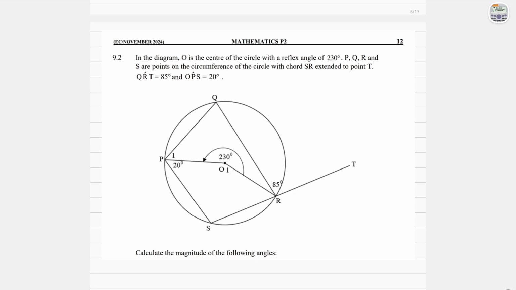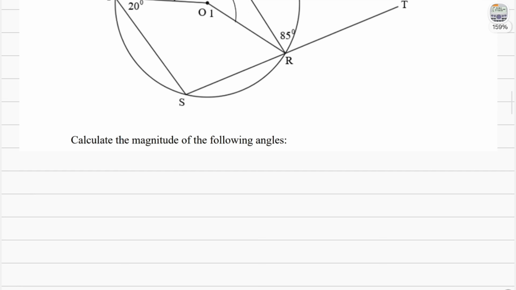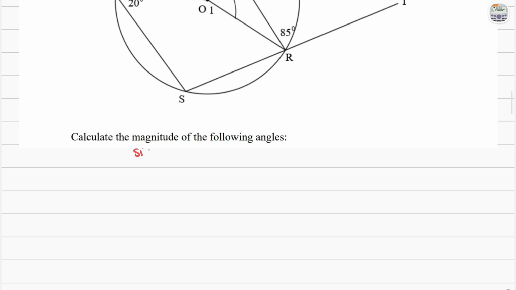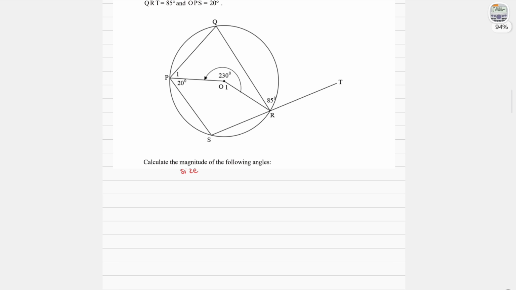Question 9.2 says, in the diagram below, O is the center of the circle with a reflex angle of 230 degrees. P, Q, R and S are points on the circumference of the circle with chord SR extended to point T. And then they tell us that angle QRT is 85 degrees and angle OPS is 20 degrees, so this angle over here. And we are told to calculate the magnitude of the following angles. So we just need to find the sizes of the following angles.